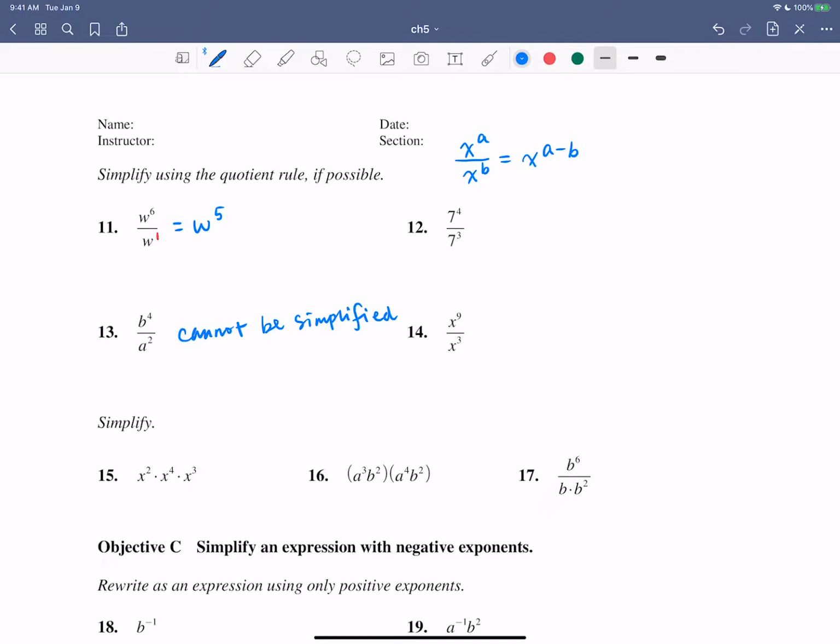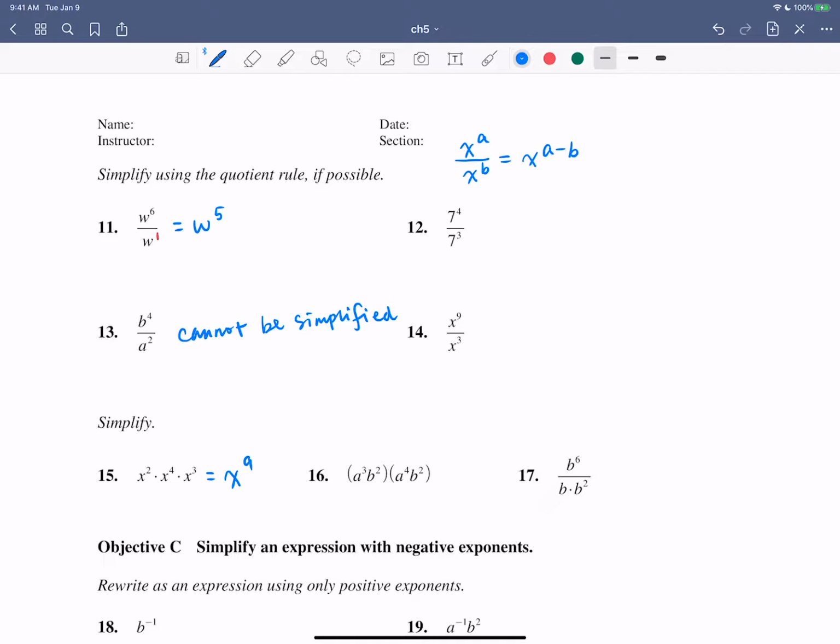Number 15. X squared times x to the 4th times x cubed. This one, we're going to use the product rule. Since they all have the same base, we simply add the exponents. 2 plus 4 is 6. 6 plus 3 is 9. So the answer is x to the 9th.